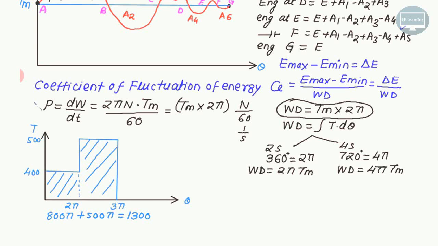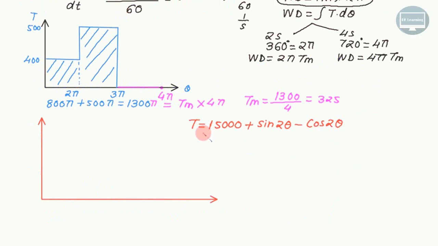Is it correct? But remember one thing, the cycle will not complete at 3 pi, the cycle will complete at 4 pi. So this portion they will never provide, never. You have to assume, continue this. Graph is okay. And if you want to find out the mean torque, then you have to take Tm multiplied by 3 pi or 4 pi. 4 pi. This one is pi. Pi cancel. Then what is the value of mean torque? It is 1300 divided by 4 pi or only 4. 650.